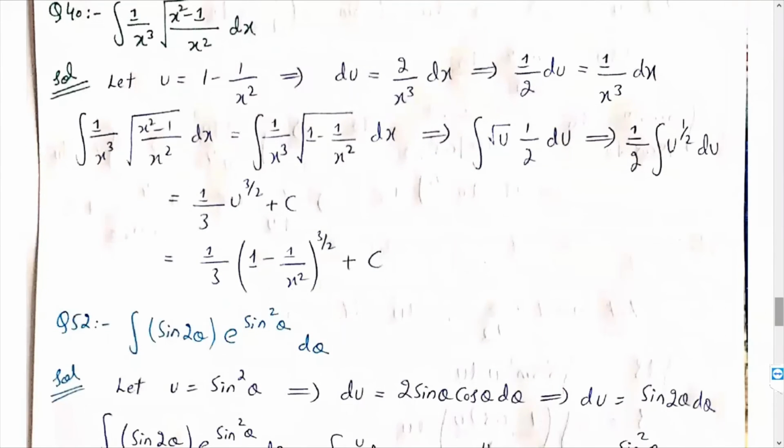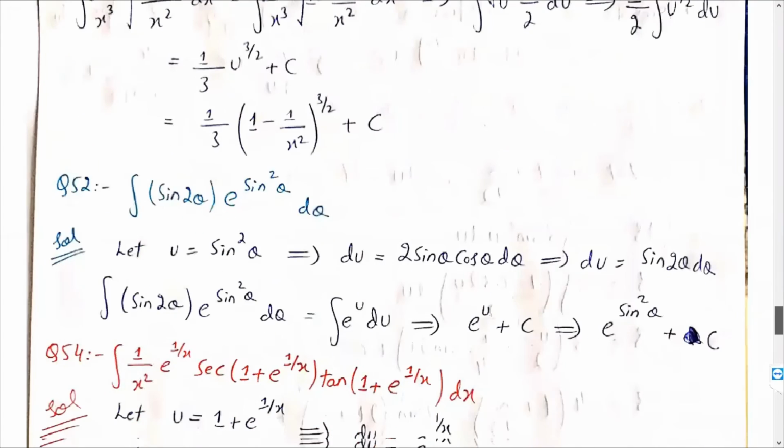This is also a similar question. Question number 52, sine 2 theta e raised to the power sine square theta d theta. Let u equal sine square theta. Taking the derivative, du equals 2 sine theta cos theta d theta. This is equal to sine 2 theta d theta. This is part of the integrand. That means the substitution is okay. So doing substitution here, integral e raised to the power u du. Taking the integral of e raised to the power u, I am getting e raised to the power u plus c. Doing back substitution here, I get e raised to the power sine square theta plus c.